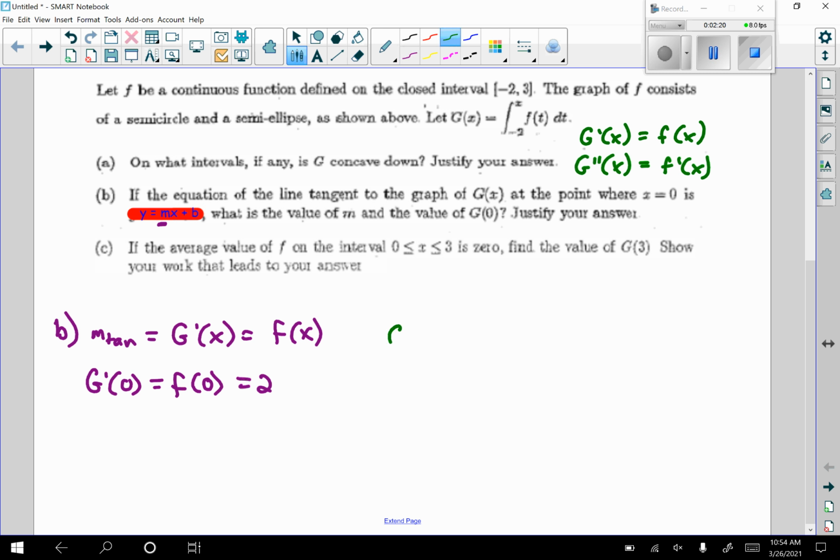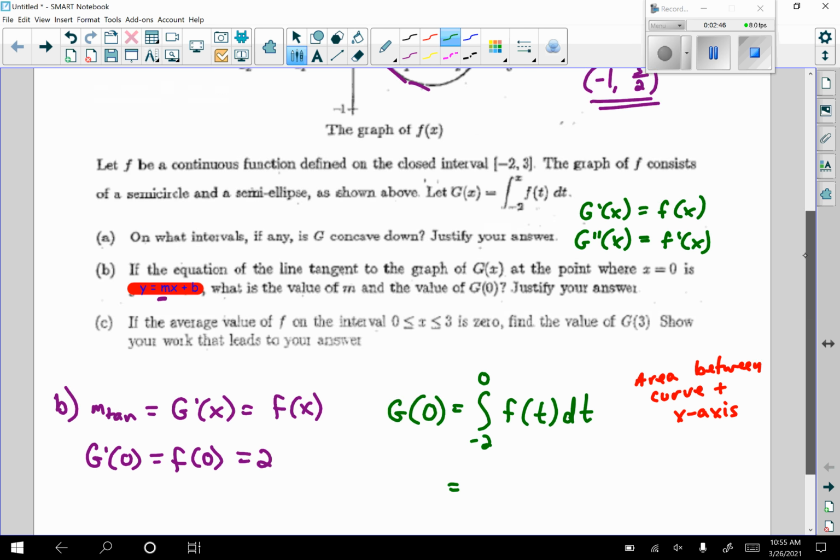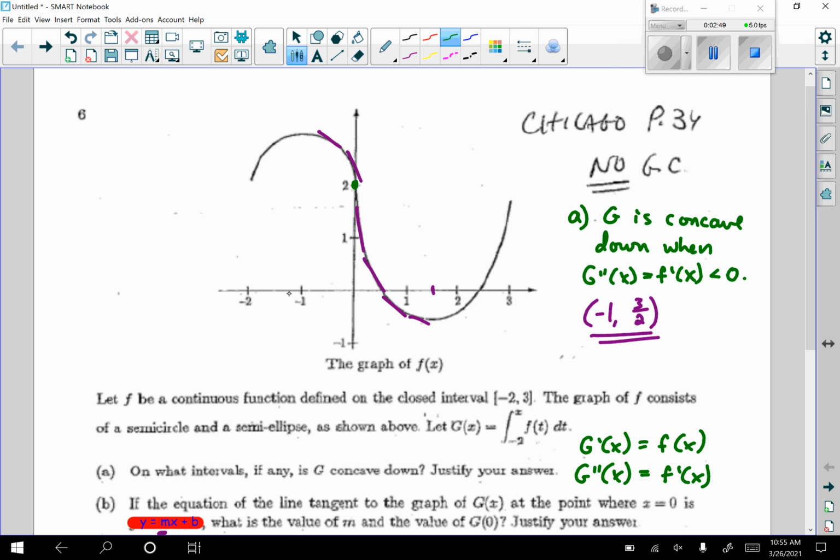And then we need the point. We need to know what g of 0 is. So this means it's the integral from -2 to 0 of f of t dt. How do we use the graph to help us out here? This is the area between the curve and the x-axis. So if we look from -2 to 0, we have a semicircle, but we also have this portion down here. So if we wanted all this area, we're going to take a semicircle and then this rectangle here.